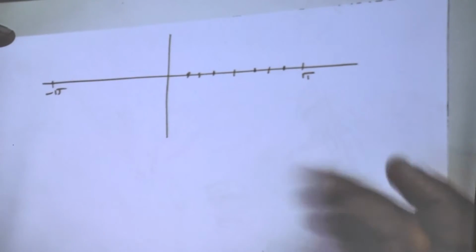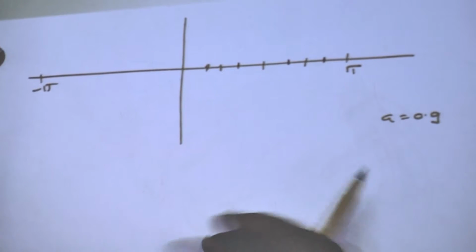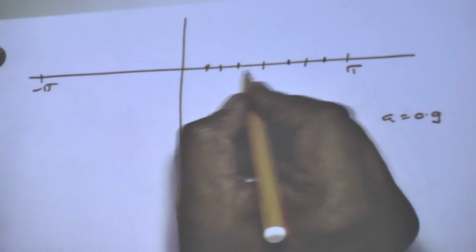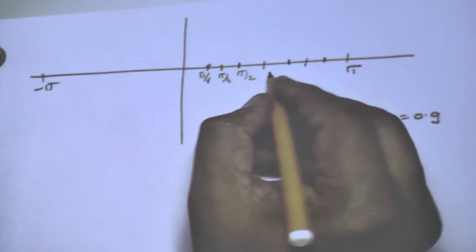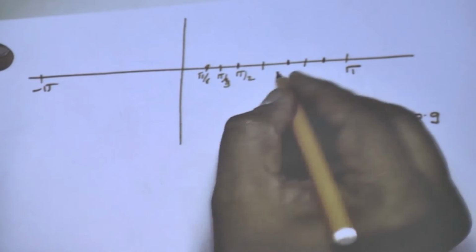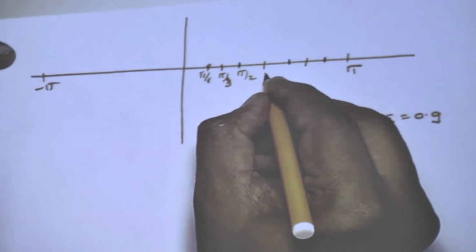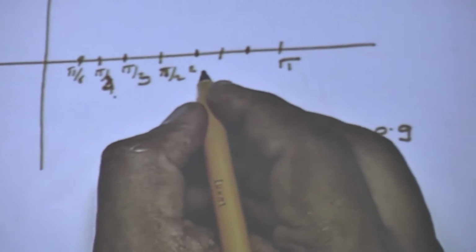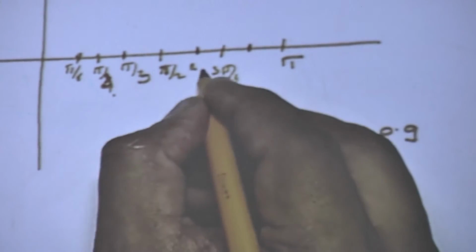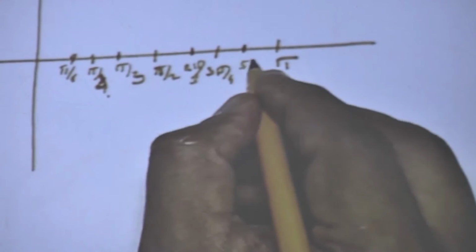So, try to find out the value. Let us choose something like a is equal to 0.9. Unless you choose that, plotting will not be possible. a equal to 0.9 and then pi by 6, pi by 4, pi by 3, pi by 2. So, this is pi by 2. This is pi by 3. This is pi by 4. Pi by 6, pi by 4, pi by 3, pi by 2. This is going to be 3 pi by 4. This is 2 pi by 3. This is 5 pi by 6.